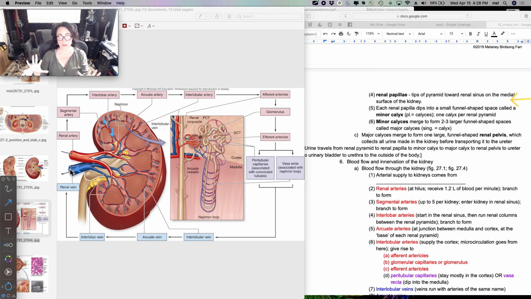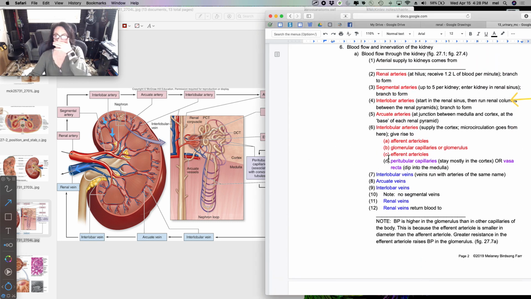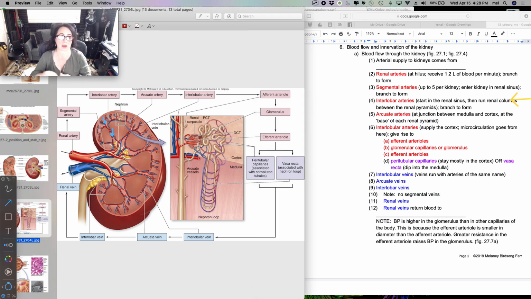Cool? So the only thing weird is, of course, there is no segmental vein. Okay, and it says it right here, no segmental vein. Okay, so the only thing that we need to do now is go back and pick up this microscopic circulation, and then we'll look at the animation again.